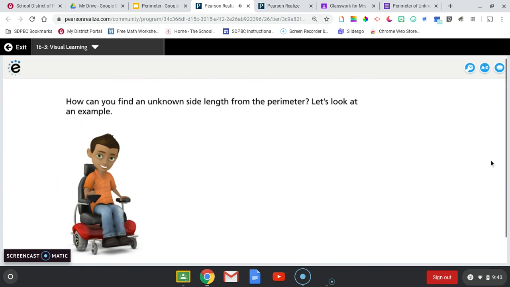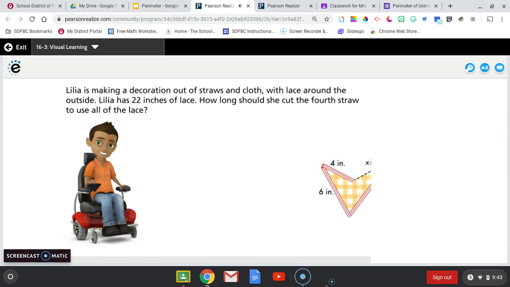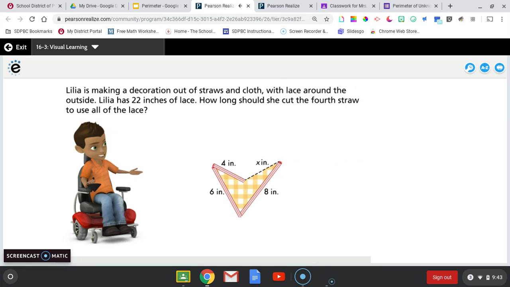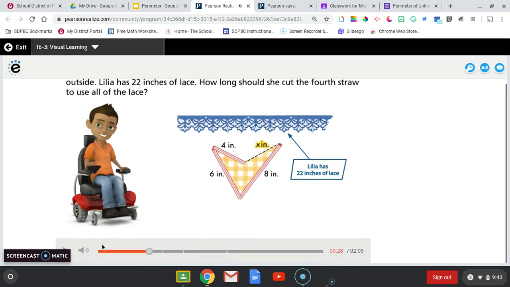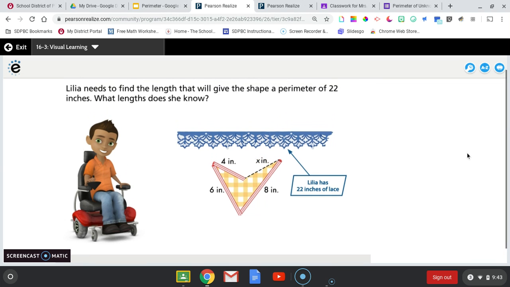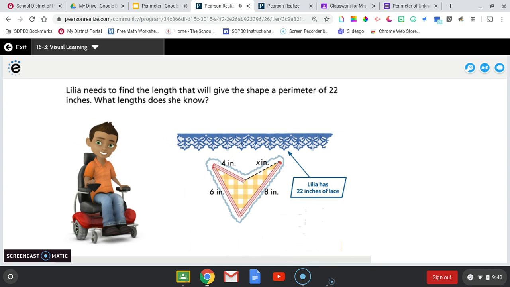How can you find an unknown side length from the perimeter? Let's look at an example. Lilia is making a decoration out of straws and cloth with lace around the outside. Lilia has 22 inches of lace. How long should she cut the fourth straw to use all of the lace? Lilia needs to find the length that will give the shape a perimeter of 22 inches.